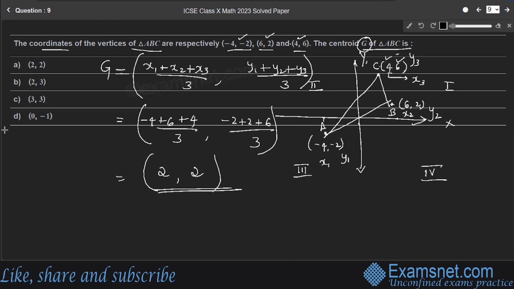Therefore, centroid G comes somewhere here, (2, 2), so that its x coordinate is 2 and y coordinate is 2. Looking at the options, option A is the right answer.